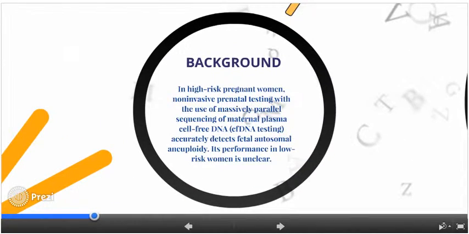In pregnant women, non-invasive prenatal testing with the use of massively parallel sequencing of maternal plasma cell-free DNA testing accurately detects fetal autosomal aneuploidy. Its performance in low-risk women is unclear.